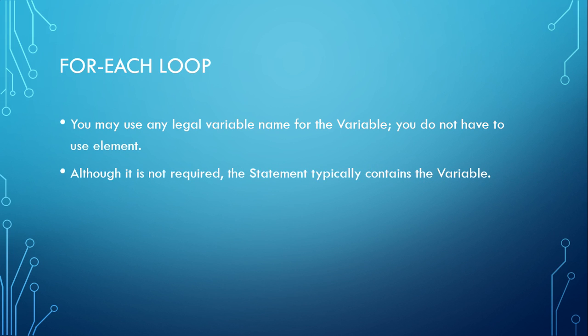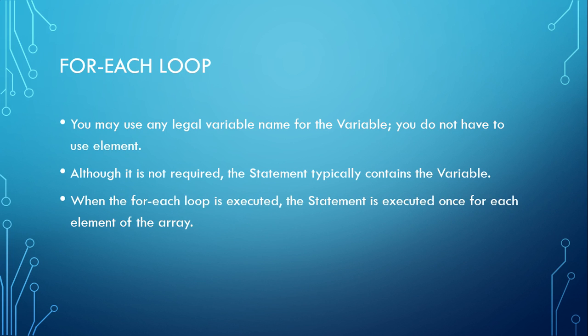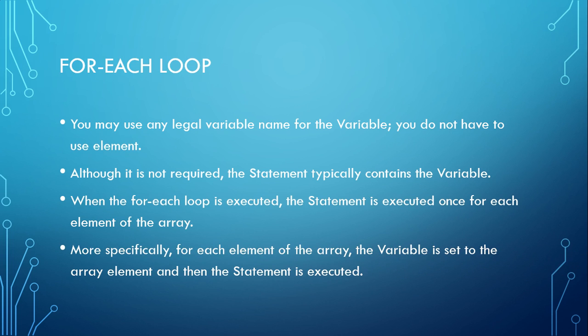Now, although it's not required, the statement typically uses the value. So if you're doing System.out.println, you'll notice in the example we gave you a println of element. So the variable is included in that statement, but you may not necessarily need it depending upon what your loop is doing. Now, when the for each loop is executed, the statement is executed once for each element of the array, which means that if you have 5 elements in the array, it's going to go through the loop 5 times. More specifically, for each element of the array, the variable is set to the array element, and then the statement is executed.